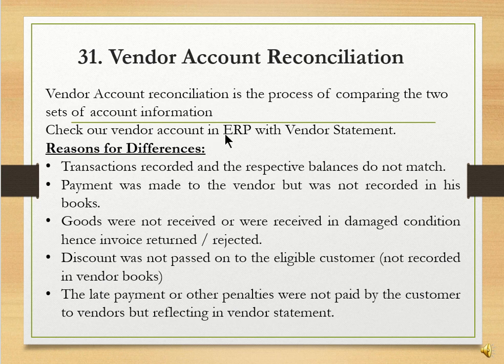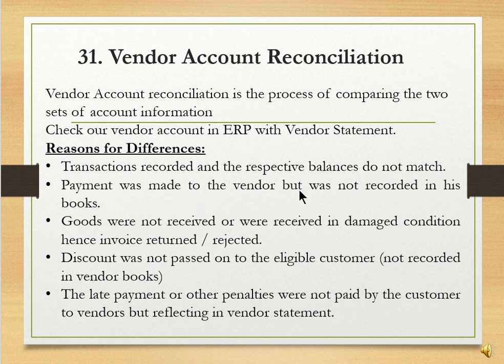Check our vendor account in ERP with the vendor statement received from them. What are the reasons for differences? Transactions recorded and the respective balance do not match. Sometimes we would have entered or processed an invoice with an incorrect value, because of which the balance does not match. That has to be identified.